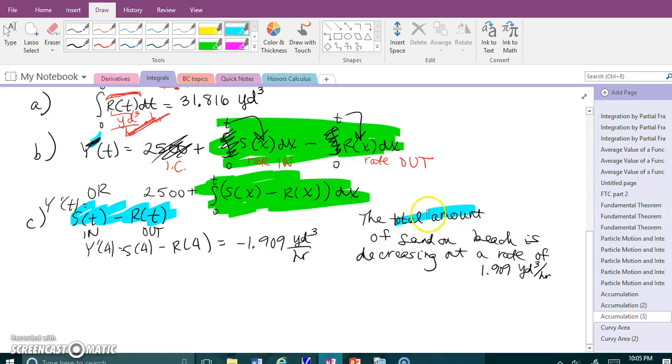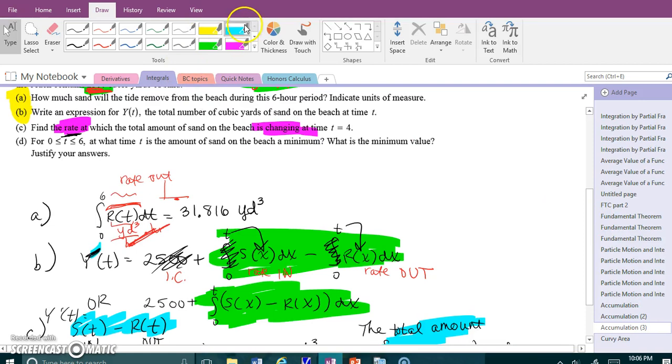And here's how we can say it. The total amount of sand on the beach is decreasing at a rate of 1.909 cubic yards per hour. Part D, once again, we're asking a maximum or minimum. Part D will pretty much always be a max or min problem. This time we want a minimum.